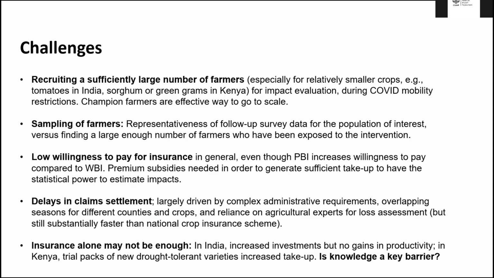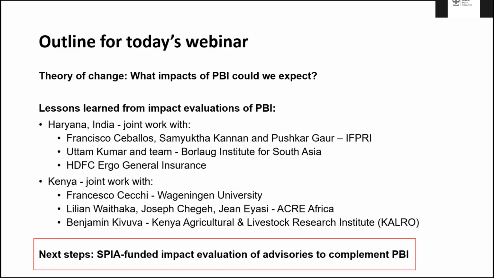So yeah, that's delays. And then a final challenge, which translates to what's next, is that we also realized that insurance alone may not be enough. So in India, we find increased investments, but no gains in productivity, which could suggest that maybe those investments were not made in an optimal way. Also in Kenya, we find that providing farmers with trial packs of new drought-tolerant varieties significantly increased take-up, suggesting that knowledge might be a key barrier. And so that's related to next steps.